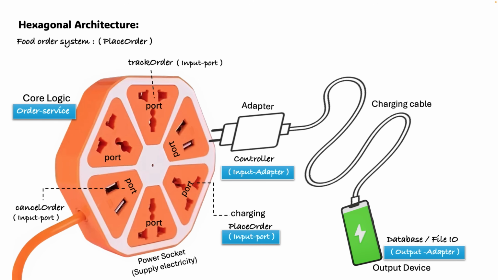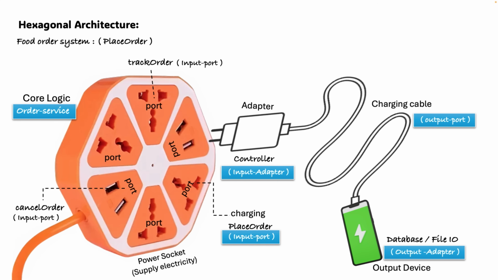These are called input ports because they define what the application can do. They basically expose the use case to the outside world. And finally, once the adapter starts flowing electricity through a cable to your device, that cable is nothing but your output port in the application. It could be either a JPA cable or a Mongo cable or even a Kafka cable. Basically, it defines what the service needs, or in other words, the dependency of your order service.